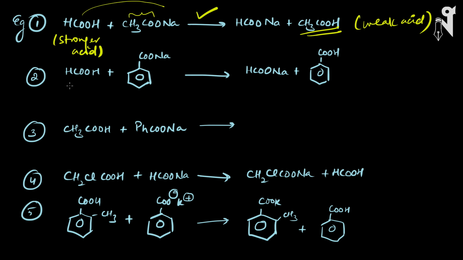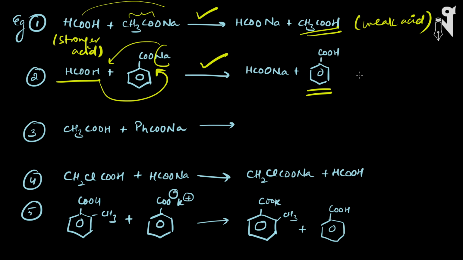Yes. Now similarly in the next reaction we have formic acid and the salt of benzoic acid. We have learned in the exception that formic acid is a stronger acid than benzoic acid. So is this reaction feasible? Absolutely feasible. This HCOOH will take out this Na and this hydrogen will go over here.